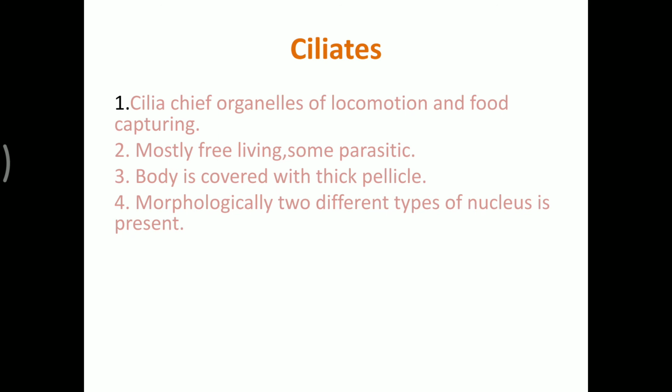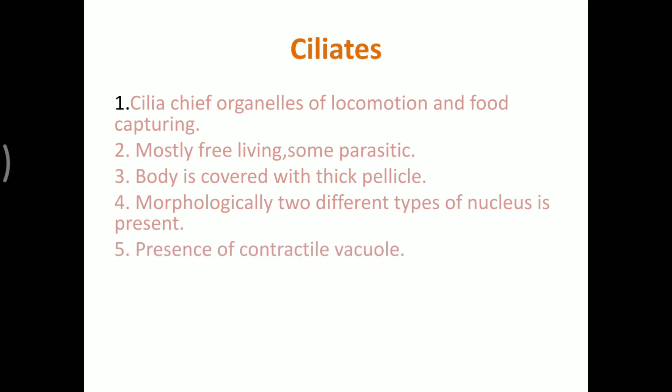Morphologically, two different types of nucleus are present in these ciliates. Now, when I say that two different kinds of nucleus are present, then the function of the nucleus is also different. One of them is the large nucleus or macronucleus, which controls all the vegetative metabolic activities and the growth, whereas the small micronucleus is responsible for the sexual reproduction. This is always to be kept in mind, that the small nucleus is responsible for reproduction, whereas the larger nucleus is controlling all the metabolic activities.